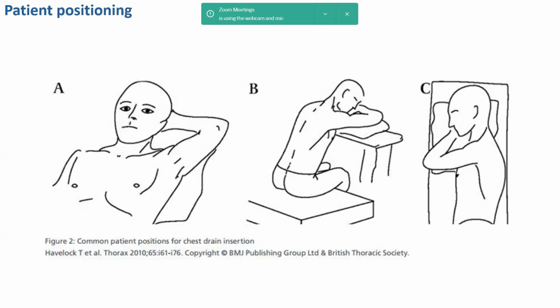So for patient position, there are different positions such as this. Usually we insert it in the first position, which we call the sunbathing position, at a 45 to 30-degree angle, and the patient should keep his arm below the head. In the seated position also we can insert, and then the lateral position, just like we do surgeries.